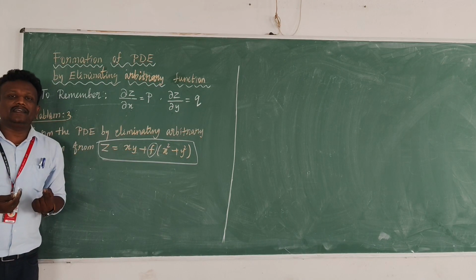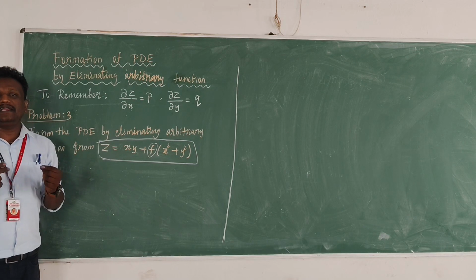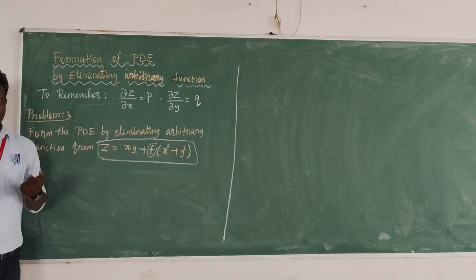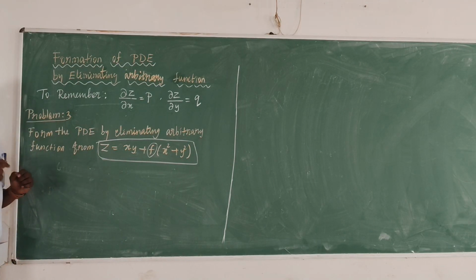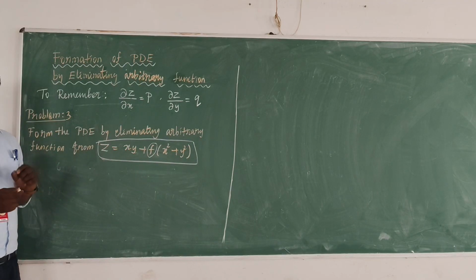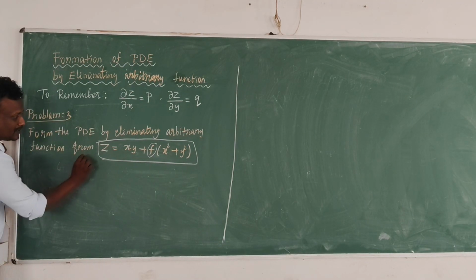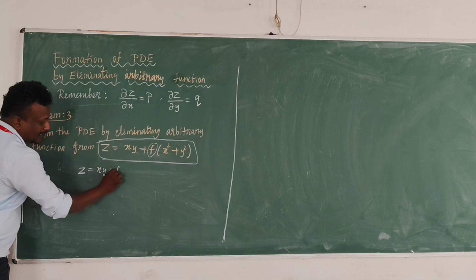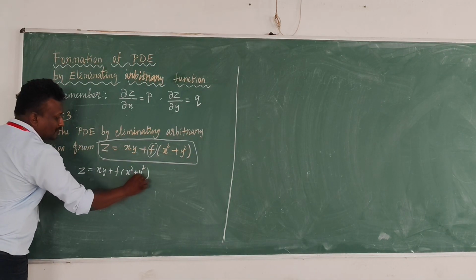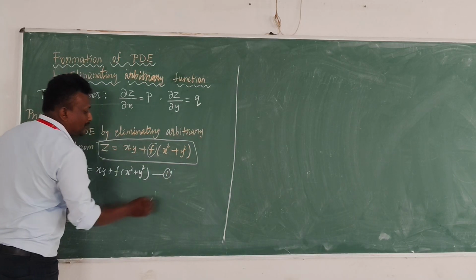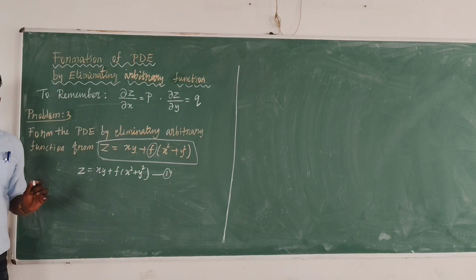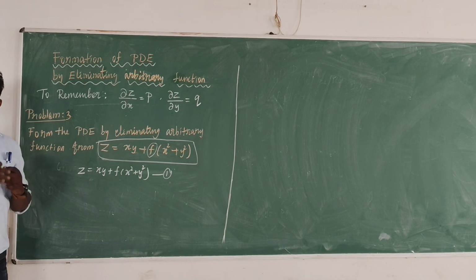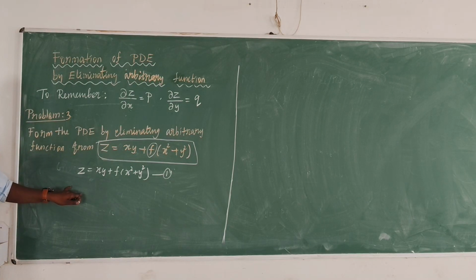To form a PDE, what is the condition? Our condition is that we should have at least one derivative in our equation. If we have one, then it is called a PDE. In order to achieve that, we are going to work it out. First, always write the given equation as it is: z = xy + f(x² + y²). Mark it as equation number 1. Whatever working procedure we followed in the previous video, we are going to follow here also, except for a few steps.